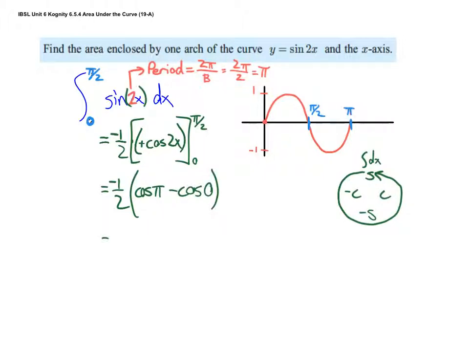What's cosine of pi? Negative 1. What's cosine of 0? 1. So I have negative a half times a negative 2. So the area is just 1.